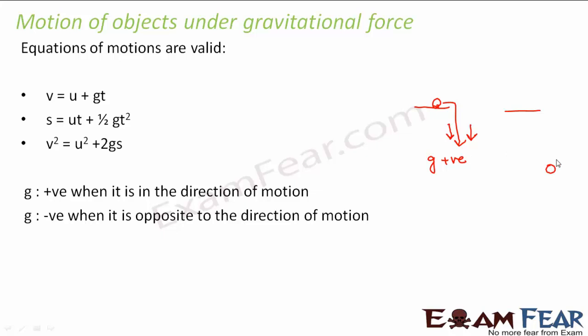But if you throw a stone in the upward direction, right now the stone is moving in the upward direction, so the motion is upward. But what is the direction of acceleration due to gravity? The gravity is still trying to pull the stone in the downward direction, right? And because of the gravity, only after reaching a certain height it starts falling back. So in this case your g will be negative. So whenever an object is falling in the downward direction, g is positive. When it is moving in the upward direction, g is negative. So we have to take into consideration this sign convention.